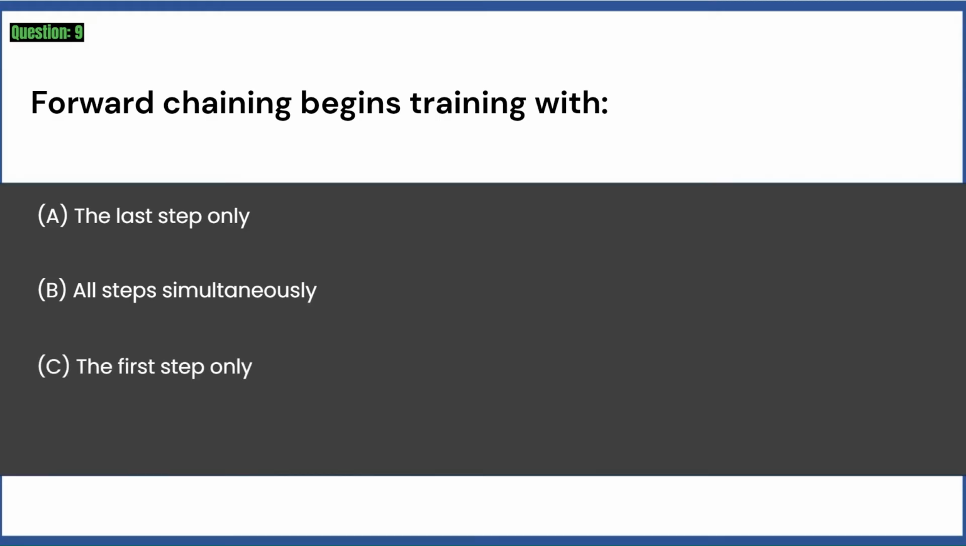Forward chaining begins training with A. The last step only. B. All steps simultaneously. C. The first step only. D. A random step each session. Answer: C. The first step only.